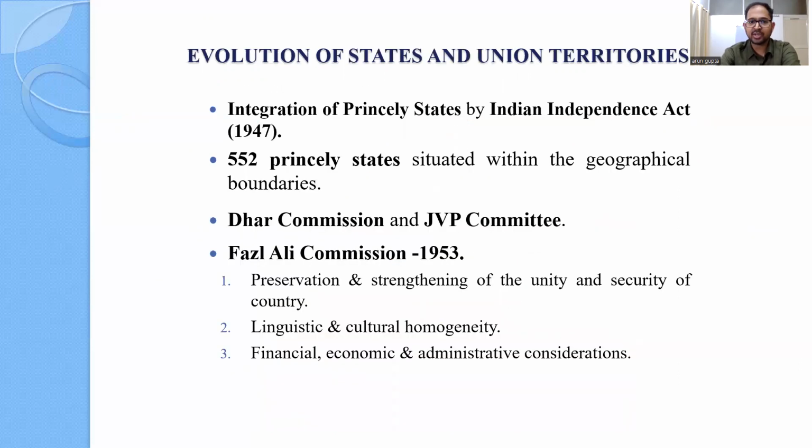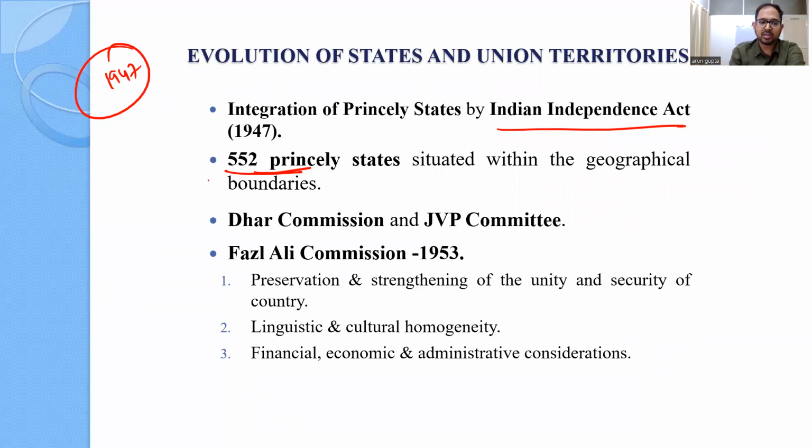Then, the evolution of states and union territories within India. First, in 1947, with the Indian Independence Act, 552 princely states were there within the geographical boundaries of India. They were then integrated through a lot of efforts, and then the States Commission came into existence. Sardar Vallabhbhai Patel, also the first Home Minister of India, is known as the Iron Man of India due to this integration of the princely states within the Indian Union.